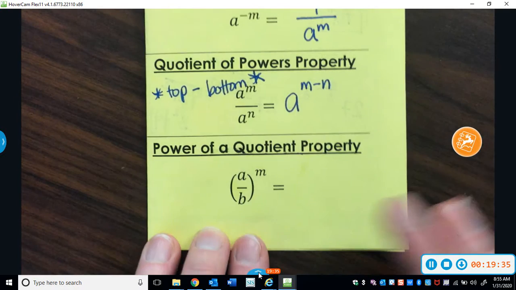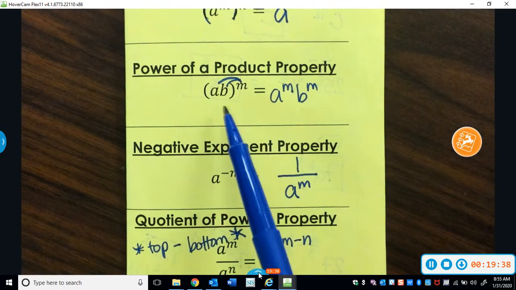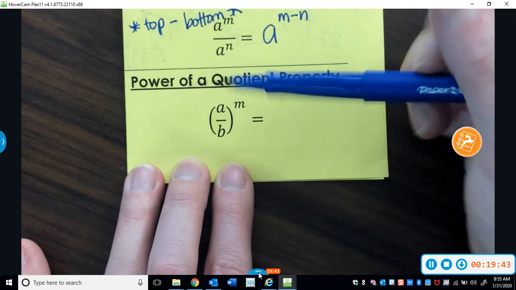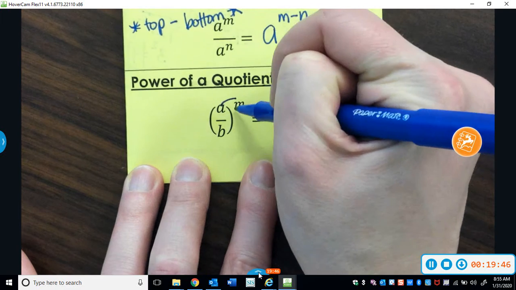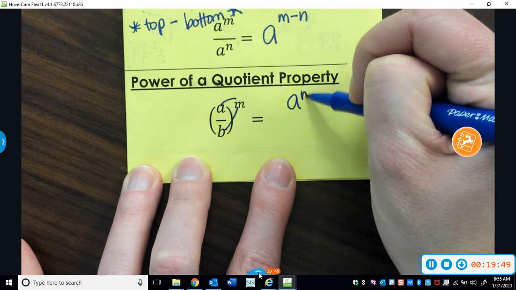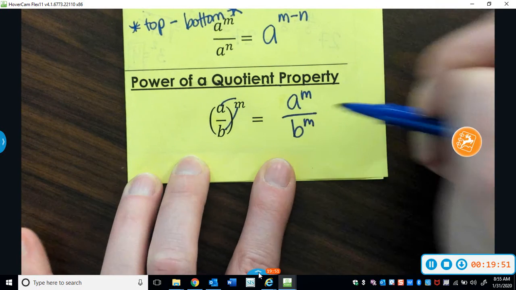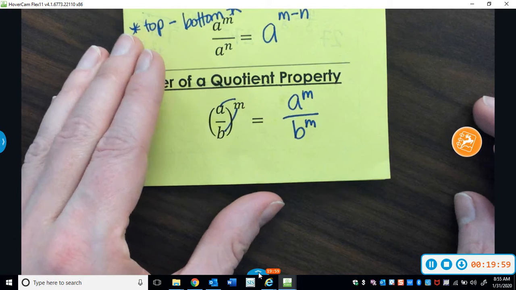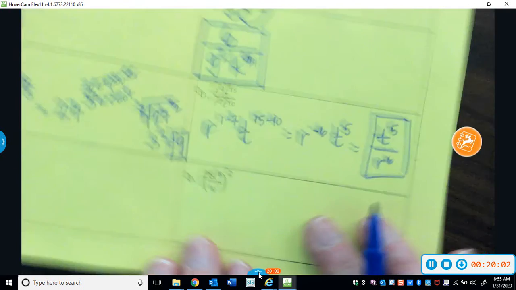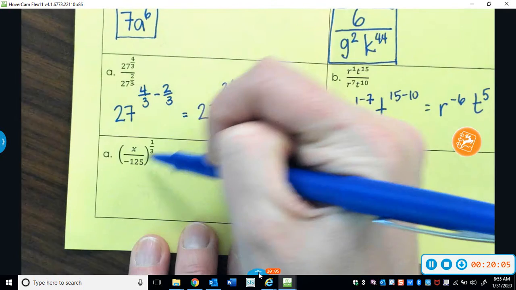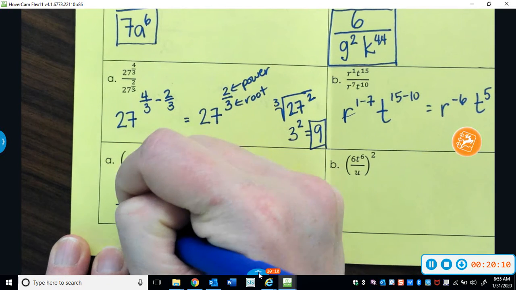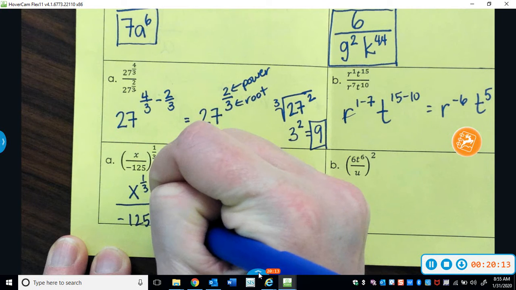All right, and the very last one is similar to what we talked about here. If there's more than one thing that's getting this exponent, you have to make sure they all get them. So even if what I have is being divided, each of these things is going to get that exponent. So I'll have a to the m power over b to the m power. Right, so I can see that both of these things need this exponent of 1/3. So x to the 1/3 power over negative 125 to the 1/3 power.